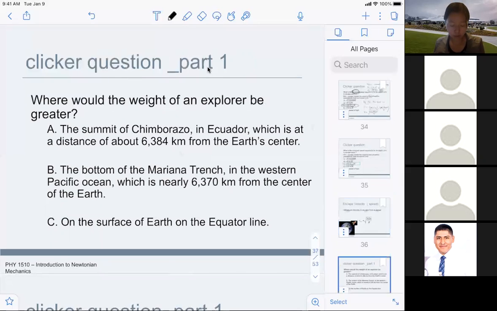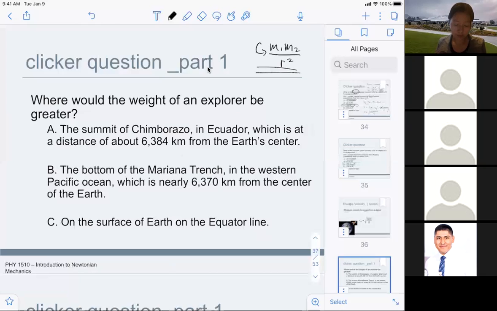All right, so we have a few more questions here. Let's take a look at them together. Let's look at this one. There's an explorer, and where would the weight of that person be greater? We talked about how at different places on Earth, if you weigh yourself, you're gonna see different numbers because the little g is different. And that is really just because this equation tells us that this force is a little bit different at different locations. So this gets to more of a fundamental level of how come your little g or your weight is different at different locations. They give a few different choices.